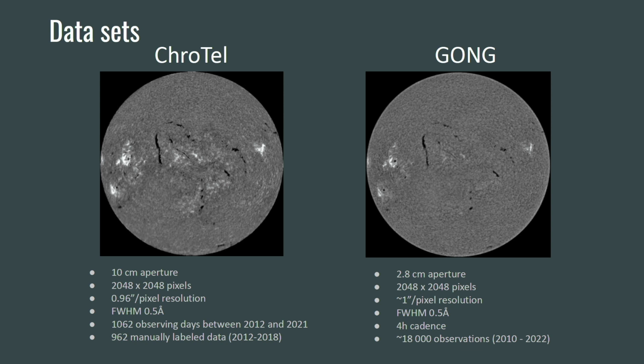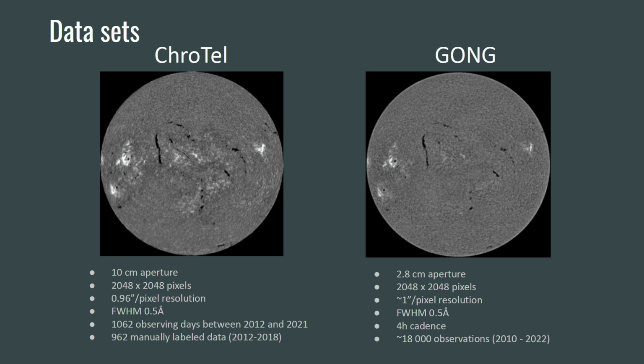But you can see also they have more or less the same full width half maximum on the filter. They look quite different. So in Kanzelhöhe, there's a lot more fine structure visible in the images. I don't know if you see this on the screen, but then in GONG, yeah, they are a little bit different from the feeling also.